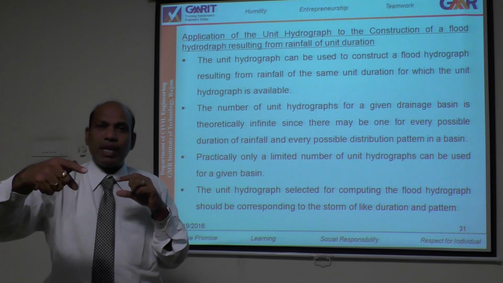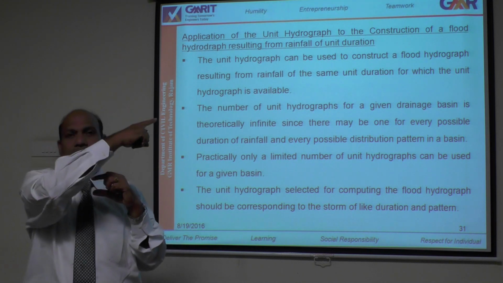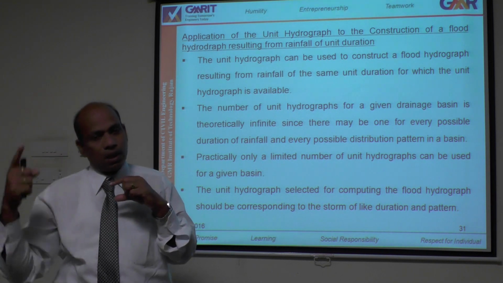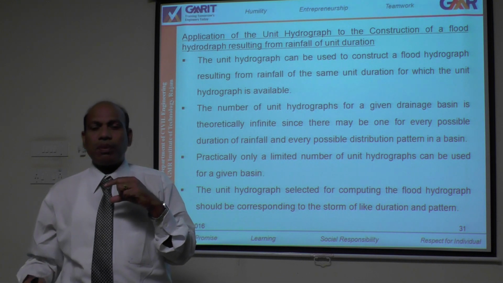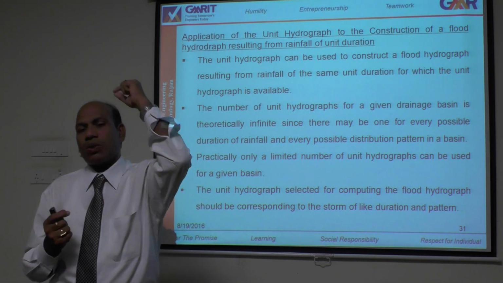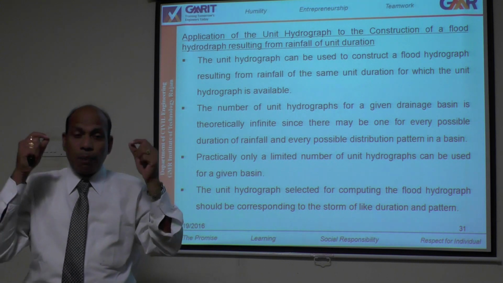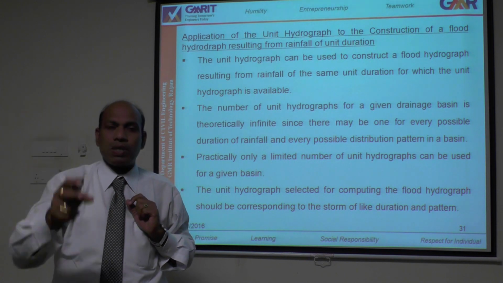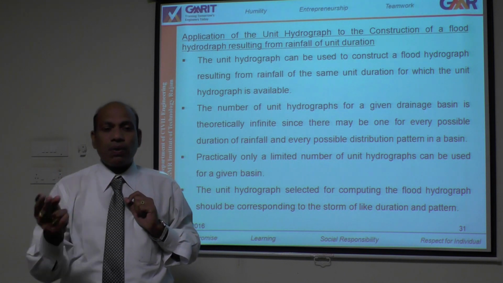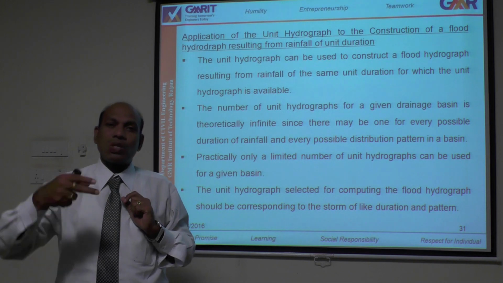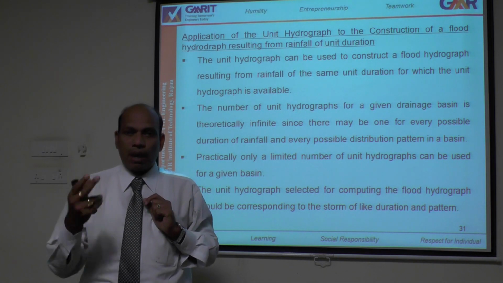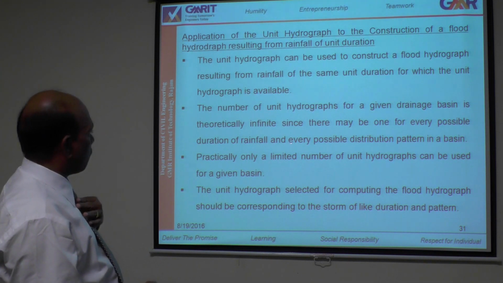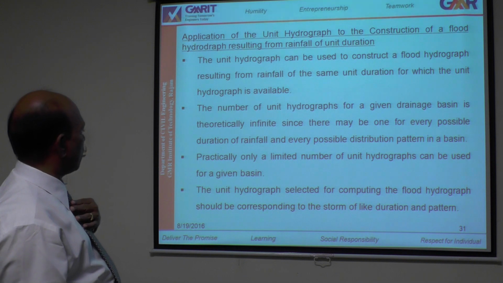Because intensity varies, rainfall depth varies, discharges vary, and direct runoff ordinates vary. Once direct runoff ordinates vary, direct runoff depth varies, and automatically unit hydrograph ordinates also vary. So in a given catchment, theoretically speaking, a number of unit hydrographs are possible, because the intensity and effective rainfall vary from time to time, and also the intensity of rainfall varies from time to time. But one for every possible duration of rainfall and every possible rainfall pattern in a basin.